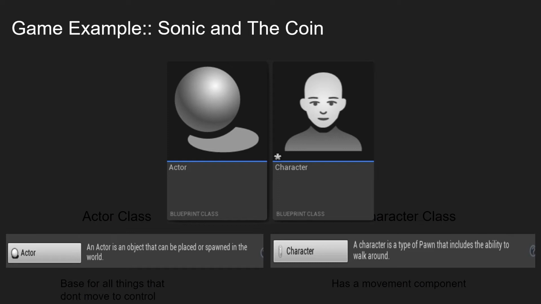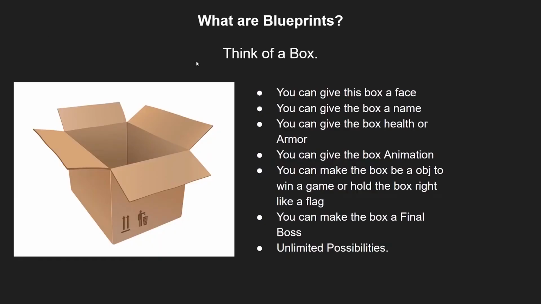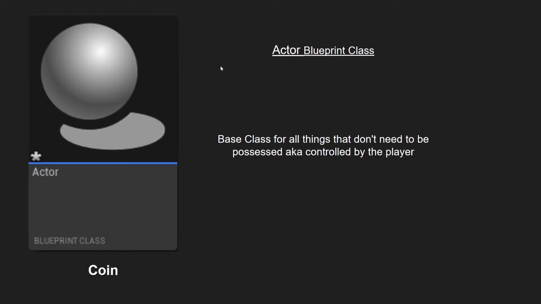The actor is the class that can just be spawned in the world. And then the character is, like we said in the last one, can be possessed and has the ability to walk around. So obviously that's got to be Sonic, right? Obviously. So remember, think of a blueprint. Think of a box, right? It can have a name. It can have health. It can have armor. It can even do animations, right? So remember that. Think of a box.